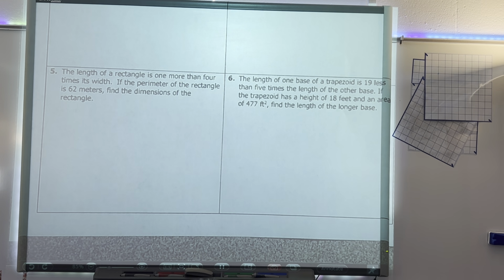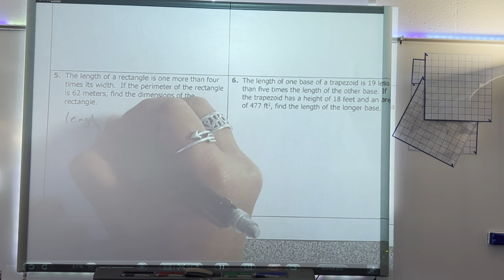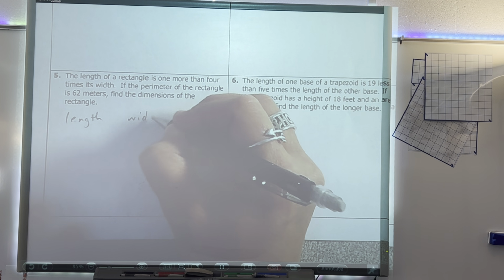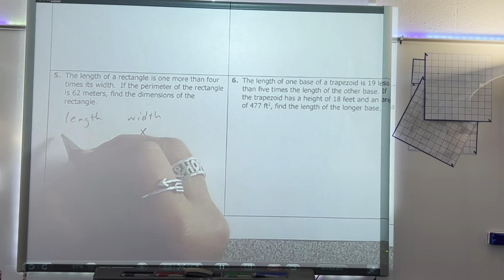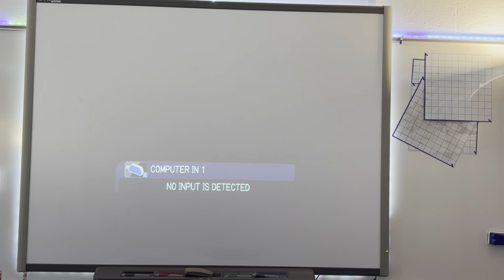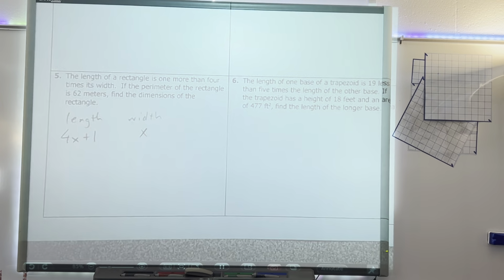Number 5 here. The length of a rectangle is 1 more than 4 times its width. So length, width. So which one gets the X? The width gets the X. So if the width is X, now I can go write length. So what is length? How do I write it? Okay. 4x plus 1.